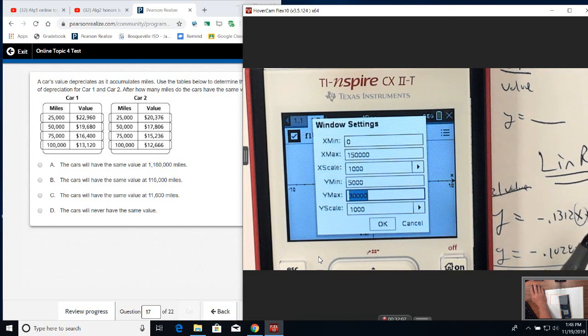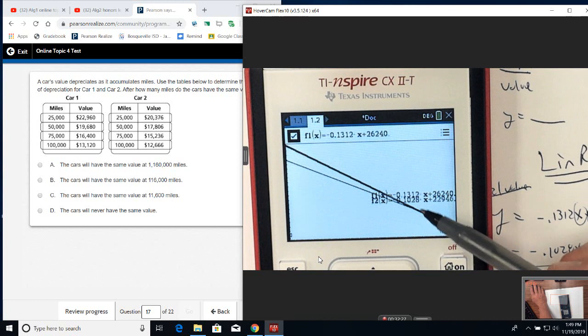The highest value of this car at any one point in time was what? What's the most expensive value of the car? 22,960? Okay, so maybe it should be less than that. I don't know, but we'll leave it for right now. It could be like 25,000. That's fine. But I'm going to leave it like that and just go to OK and find out where did they cross. Wherever they cross is my solution.